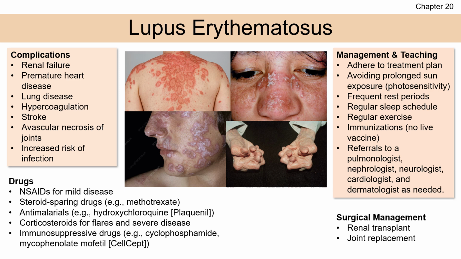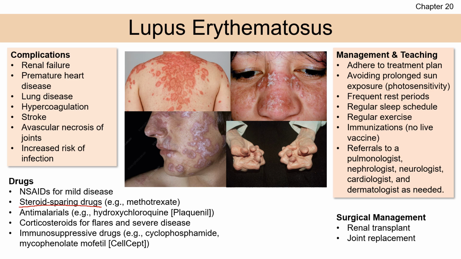So complications, this is going to affect the whole body, so you're going to have all kinds of organ involvement: renal failure, heart disease, lung disease, hypercoagulation, stroke, issues with the joints, increased risk for infection. We can use NSAIDs for mild disease, steroid-sparing drugs, methotrexate.